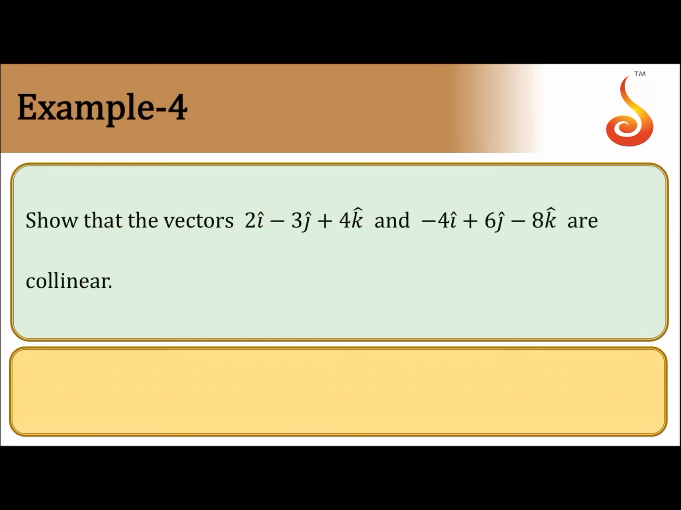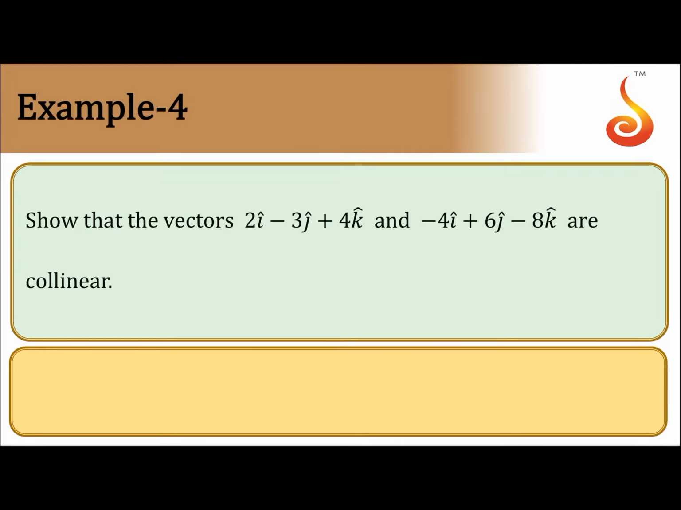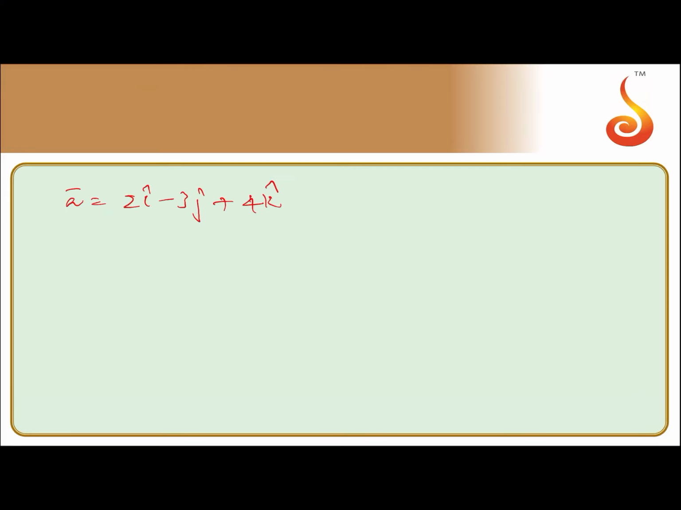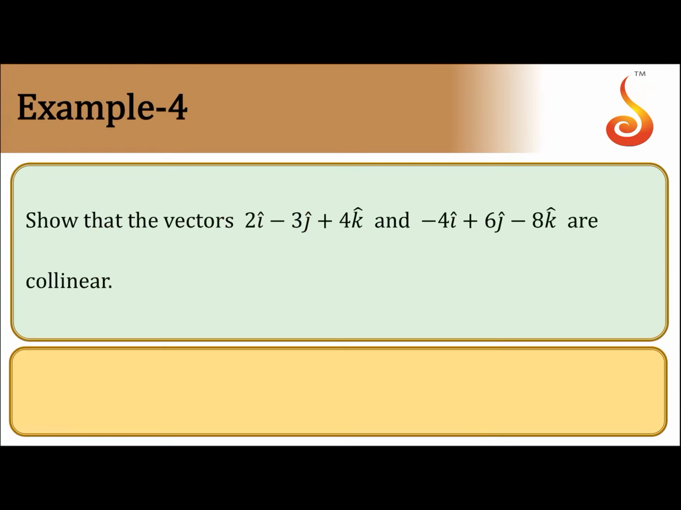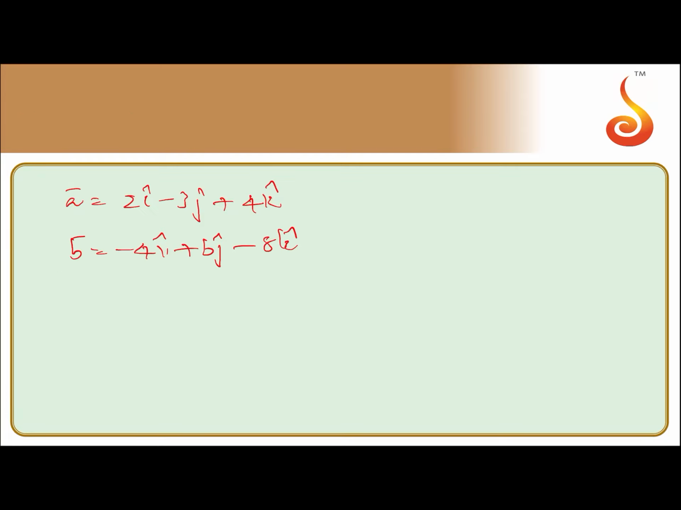Let's come to the next, fourth example. Show that the two vectors are collinear. It's simple: one of a bar and b bar is a scalar multiple of the other one. A bar is equals to 2i minus 3j plus 4k. B bar is equals to minus 4i plus 6j minus 8k. These are the two vectors given to you.